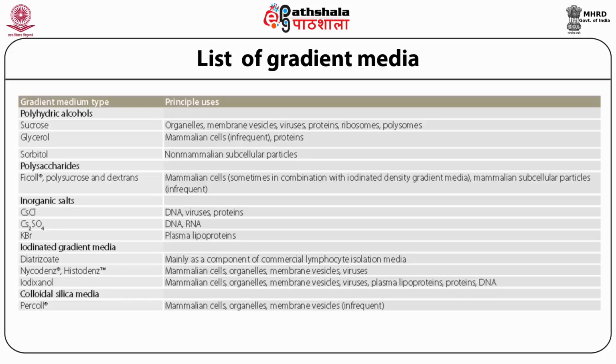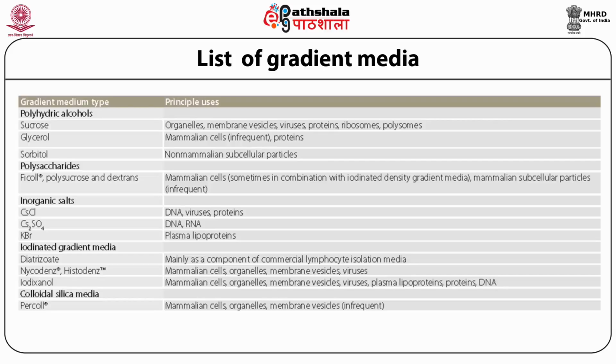So it should not be very sensitive to changes in the pH or the ionic strength of the medium. It should not alter the biological properties of the sample. It is a very essential parameter, because if it alters the biological property of the sample, then it is useless. Then it must be non-hazardous and non-metabolized by the cell. It should not interfere with the assay procedure or react with the centrifuge tube as well.